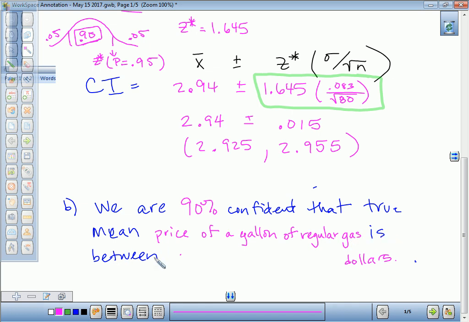And that price is between the lower bound, 2.925, and the upper bound, 2.955, and my unit is dollars. So we're just filling in the blanks. Confidence level, what we're finding the mean of, and that confidence interval. Okay, let me come see where you have written this one down.